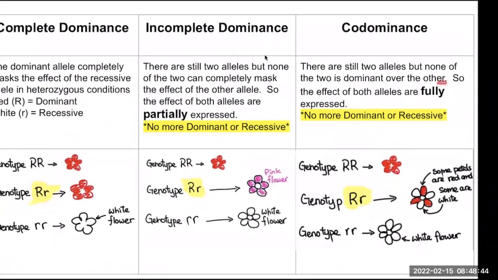whereas in codominance, both of the alleles are being fully expressed in a heterozygous situation, where both of the alleles are completely showing their effects. So some of it would be red, some of the color would be white, all right?